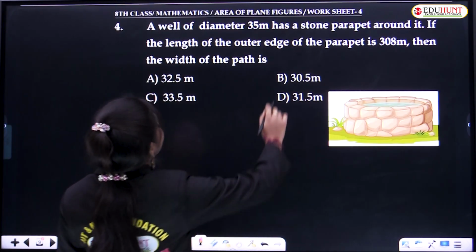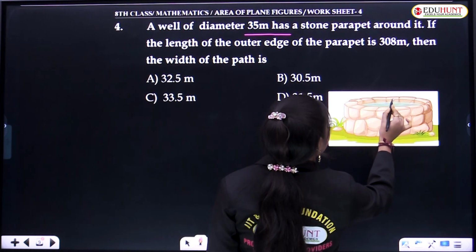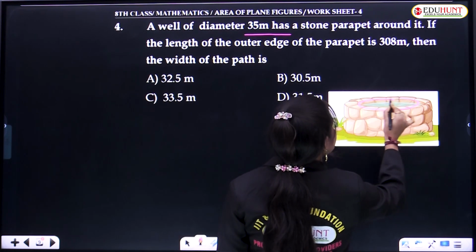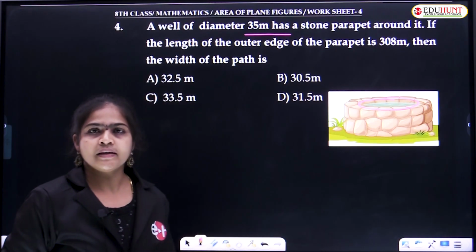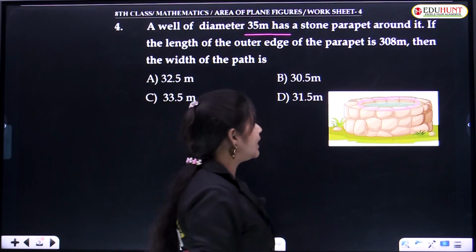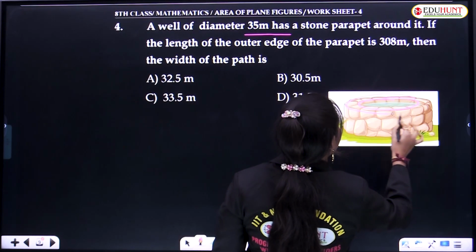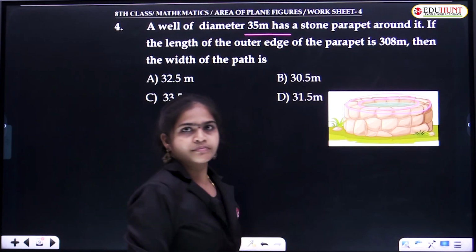A well of diameter 35 meters. See here, a well of diameter. When you observe this well, this is in the form of a circle only, no? The edge of that well is in the shape of a circle, okay? This well is totally covered with a parapet. Parapet means stones.